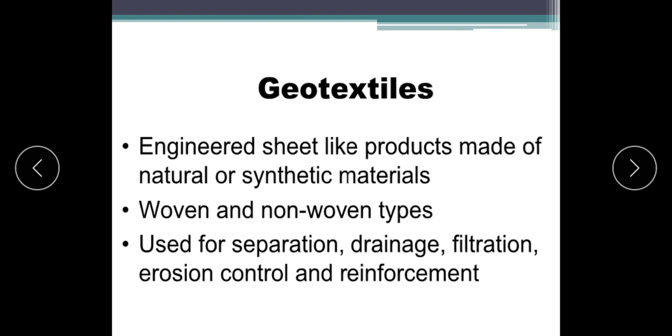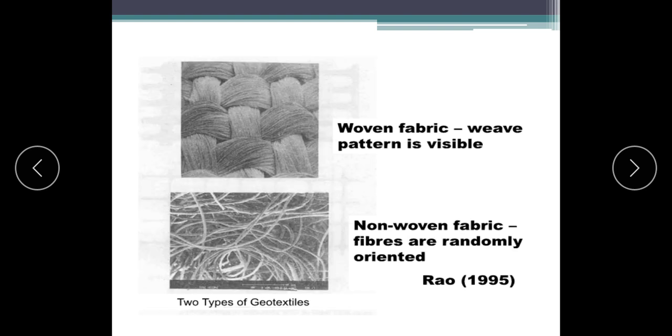Geotextiles are engineered sheet-like products made up of natural or synthetic materials. These may be of woven and non-woven types. They are mainly used for the separation function, as a drainage material, and for filtration. Also we are using this for erosion control and as a reinforcement material. So there are two types mainly.